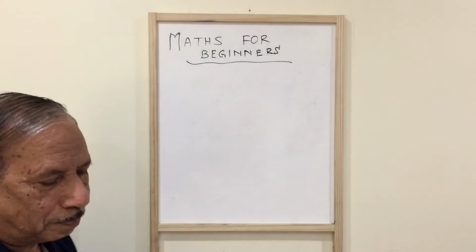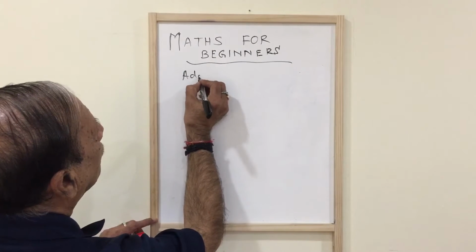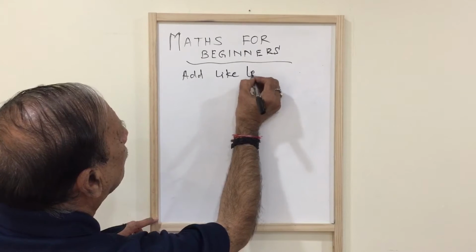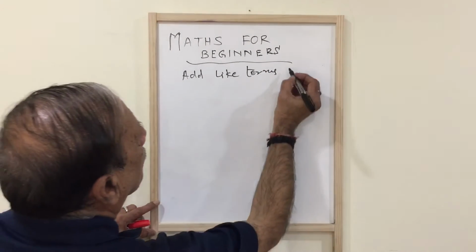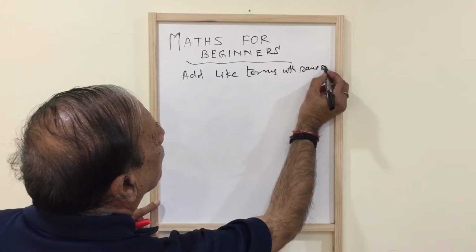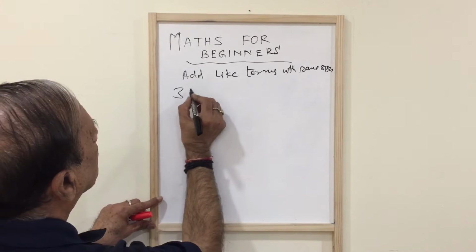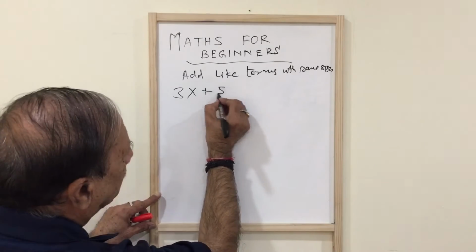Add with similar terms. Add like terms with the same sign. Suppose we are writing 3x plus 5x.